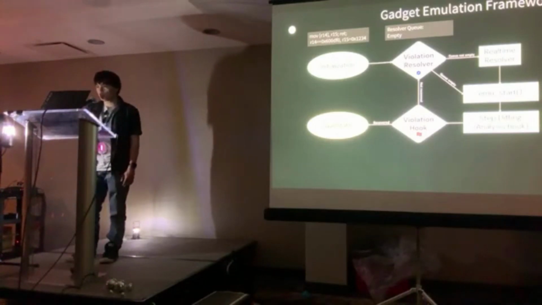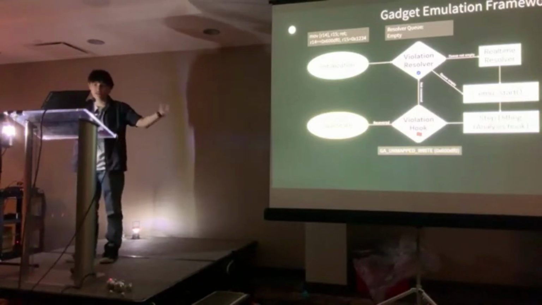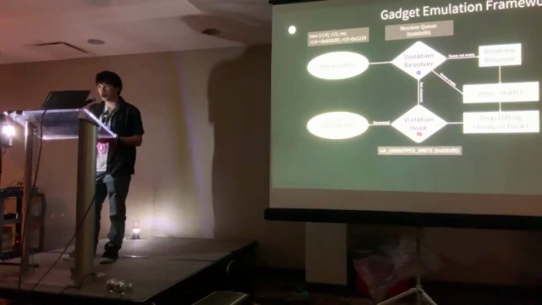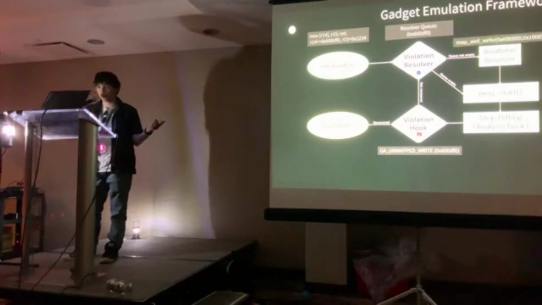But once we execute that gadget, we're going to get an unmapped write error. This is because, again, we're trying to write to this address. It does not exist in the emulation. So we're going to recursively call back into the function. The resolver queue is now going to have something in it. So we can't really start emulation until this is resolved. We're going to head to the real-time resolver.